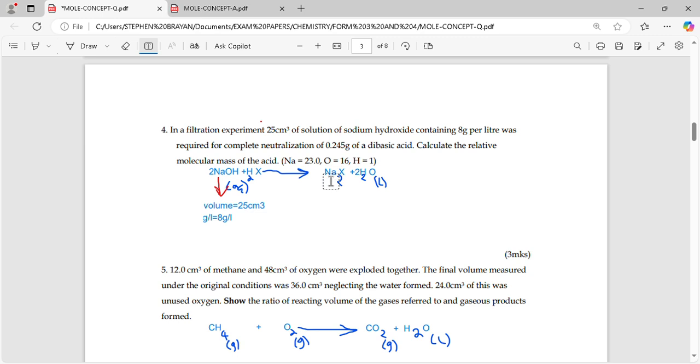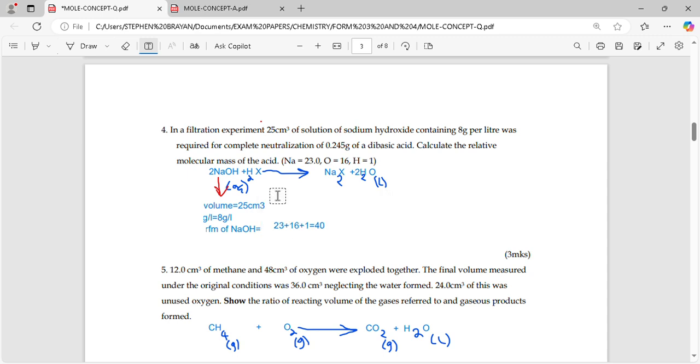using this information, you can also get the RFM of sodium hydroxide. The RFM of sodium hydroxide in this case is going to be, you see, sodium is 23 and oxygen is 16 and hydrogen is 1. So if you add the 3, your RFM is going to be 40.